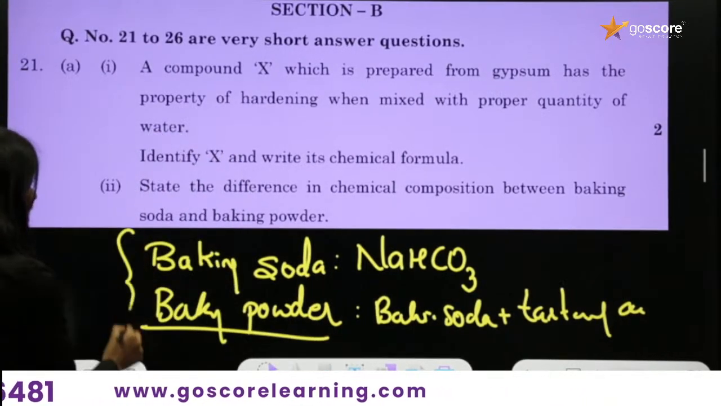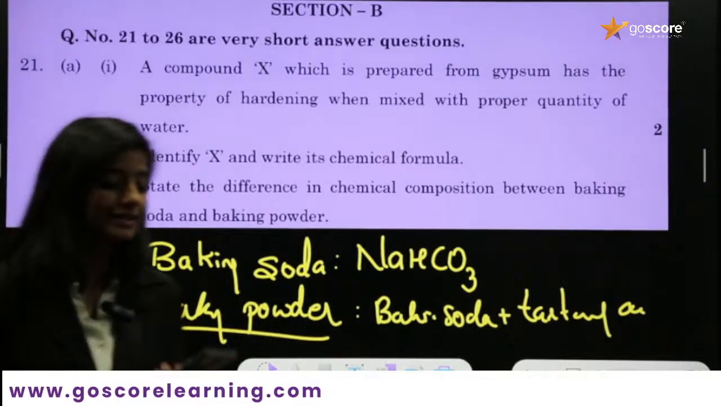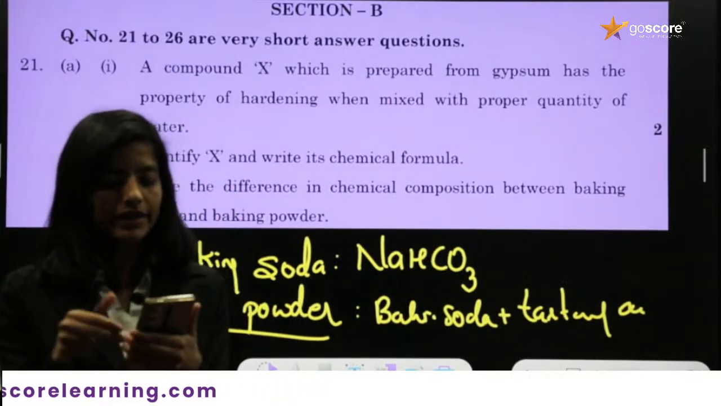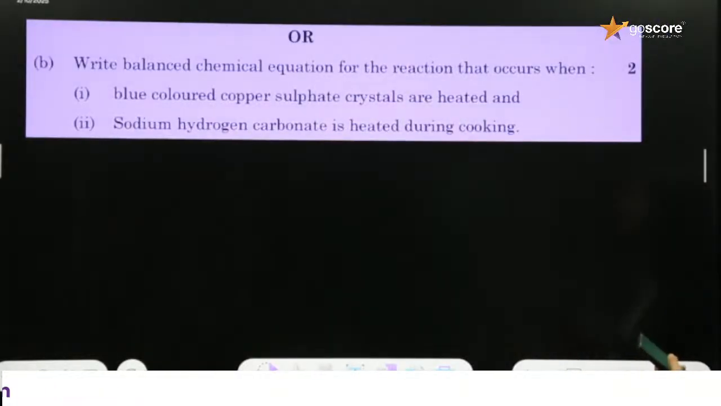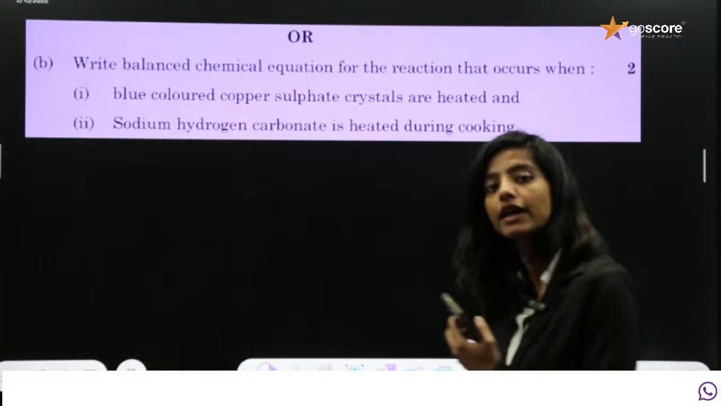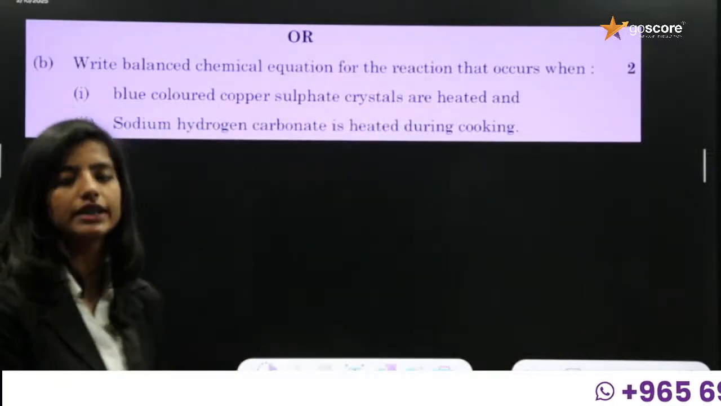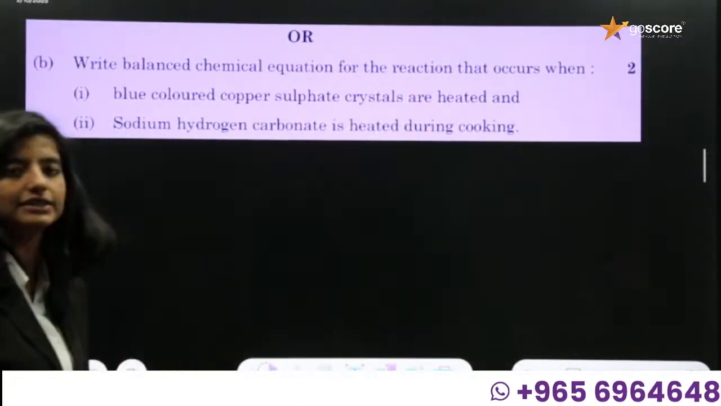This is again a repeated question that you can expect in the exam. If you're done with that, we will move into the next question without wasting time. Here we go, we have an OR question. If you have struggled to answer that question, there is a lifesaver, that is your OR question.